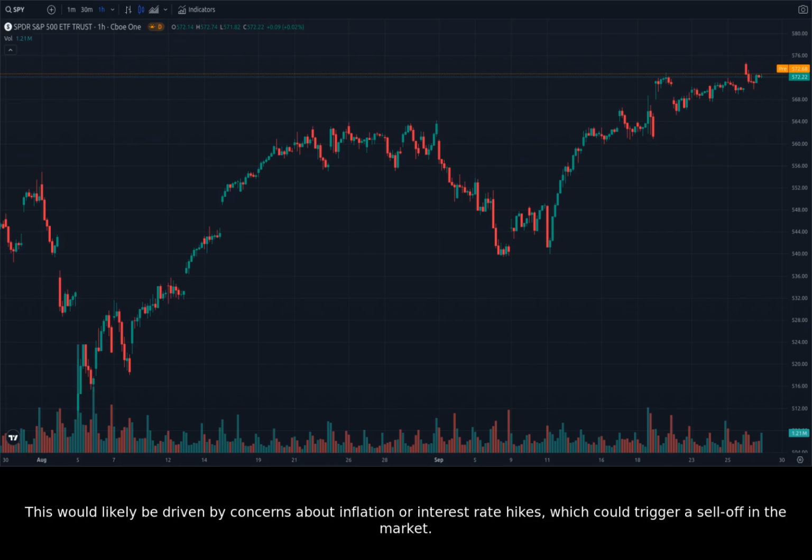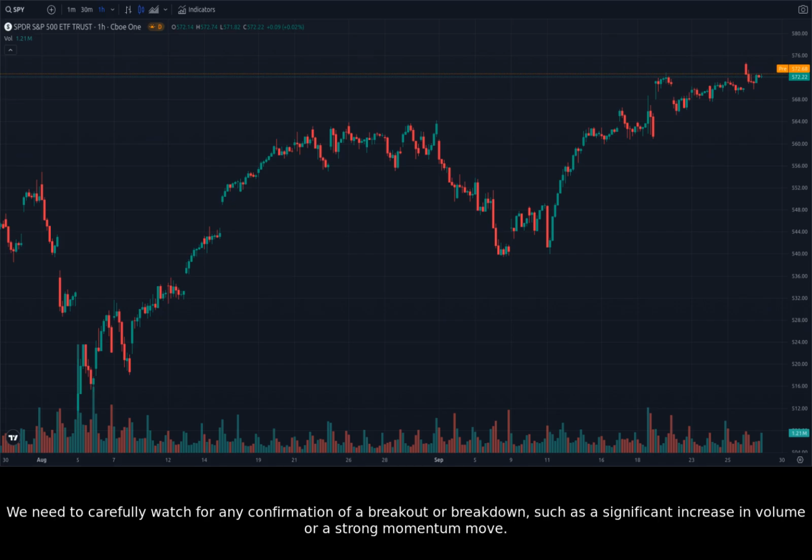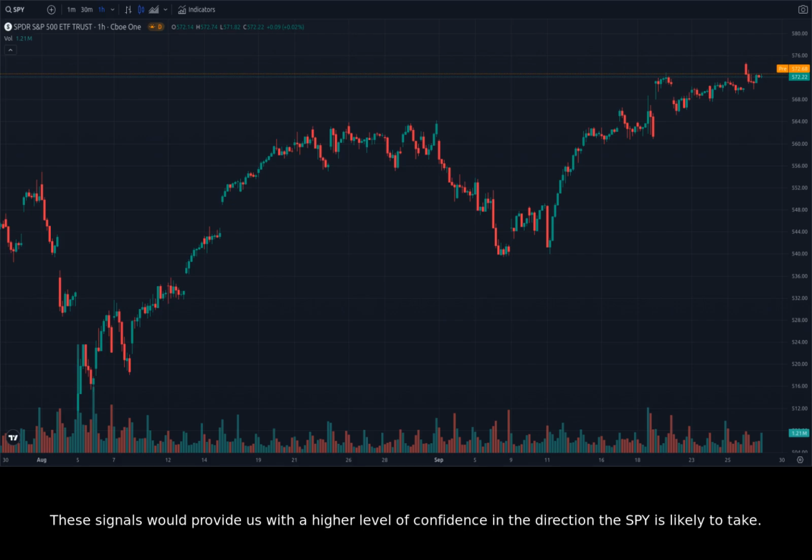This would likely be driven by concerns about inflation or interest rate hikes, which could trigger a sell-off in the market. We need to carefully watch for any confirmation of a breakout or breakdown, such as a significant increase in volume or a strong momentum move. These signals would provide us with a higher level of confidence in the direction the SPY is likely to take.